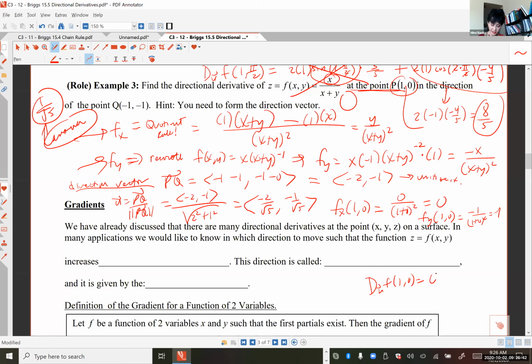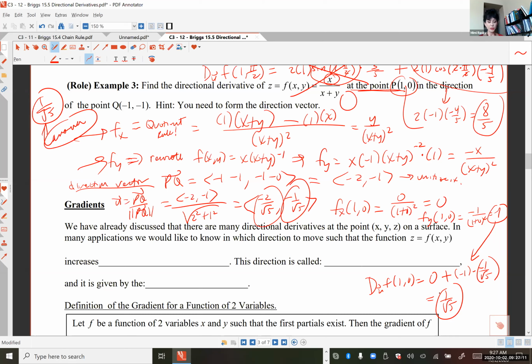So your final answer, your directional derivative of f at the point (1, 0), is going to be fx times the first component of your unit vector, but 0 times anything is 0, so forget that, plus -1, your fy evaluated at the point, times the second component of your unitized direction vector. And then the negative times the negative is a positive, and you get your slope, 1 over the square root of 5. Okay? So there you go.